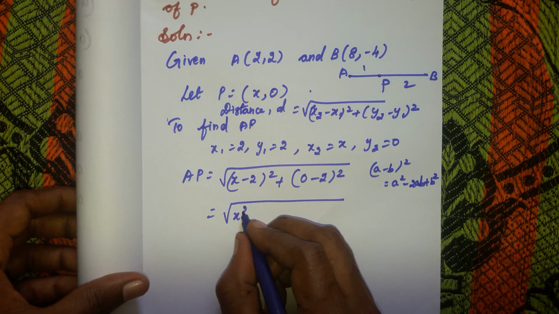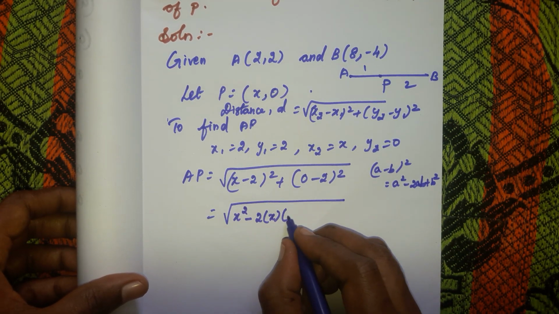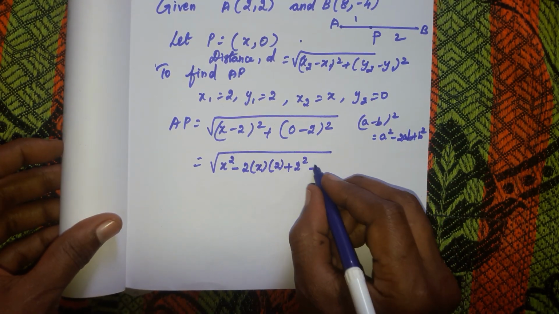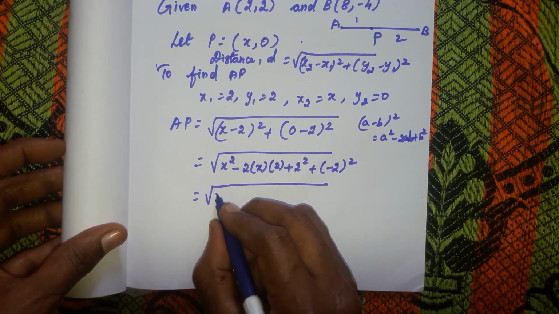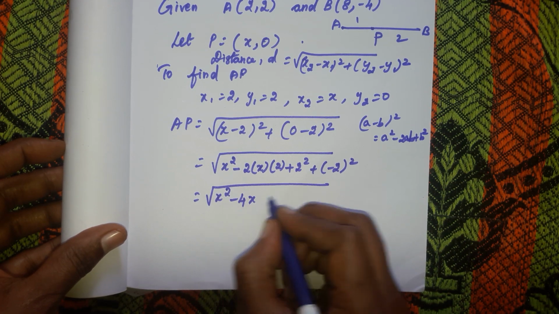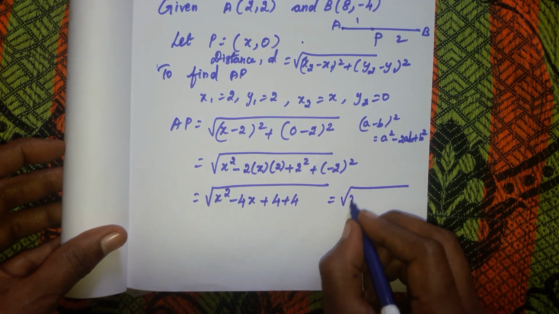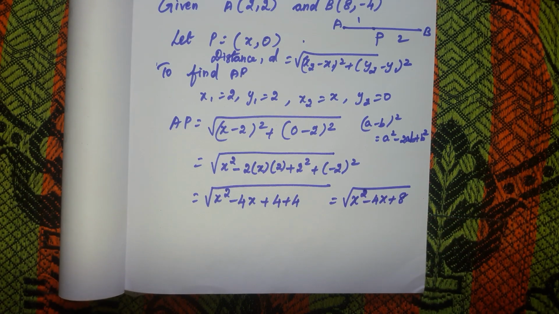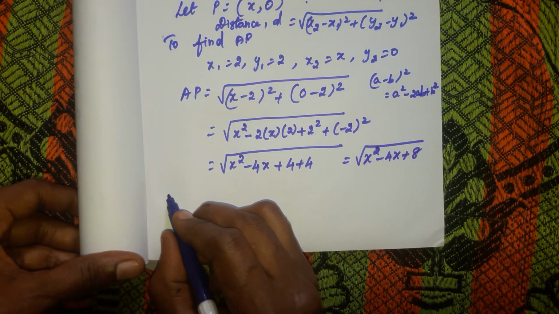So x square minus 2 into x into 2 plus 2 square, plus minus 2 the whole square, is equal to root of x square minus 4x plus 4 plus 4. It's equal to root of x square minus 4x plus 8. Similarly, we have to find out BP also.